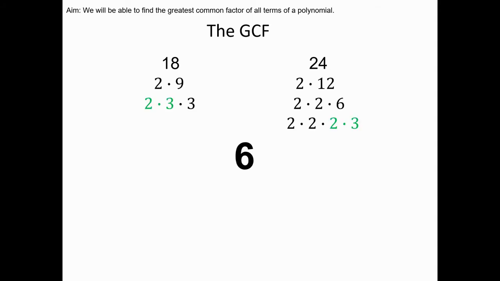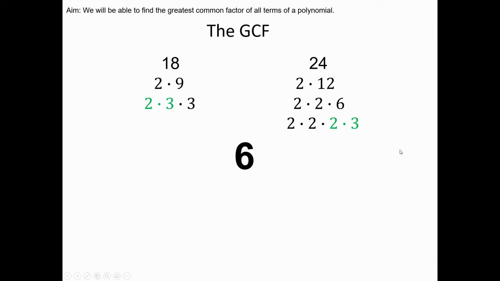18 can be written as 2 times 9, which is 2 times 3 times 3. And 24 can be 2 times 12, and I can keep breaking this down until we have 2 times 2 times 2 times 3. You will notice that after I completely factor this out, where 2 times 3 times 3 is as small as 18 could be, and 2 times 2 times 2 times 3 is the smallest 24 could be, they both have a 2 and a 3 in common. 2 times 3 is 6. 6 is the greatest common factor that goes into 18 and 24.